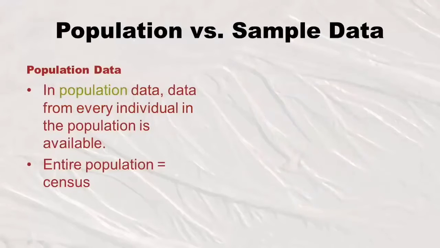So when you think about it, if you've got a whole population, then you would get variables about each individual in that population, and those variables would be your data. But if you chose samples, then, just a portion, well, it would be a lot less work, right? You'd still have to get variables about those individuals, but there's way fewer individuals, so it'd probably be easier. So in population data, data from every single individual in the population is available, and that's called a census.